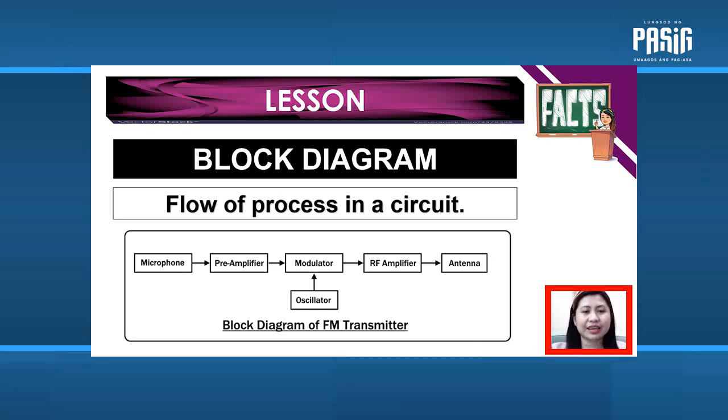As you can see, the process begins with the microphone, so it is the first component on the first box. Then you can see here an arrow going to the preamplifier, from the preamplifier to the modulator to RF amplifier, and the last box is the antenna. So meaning to say, the last box here is where the process ends.